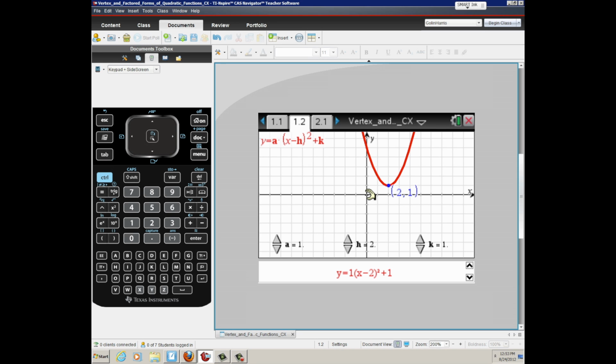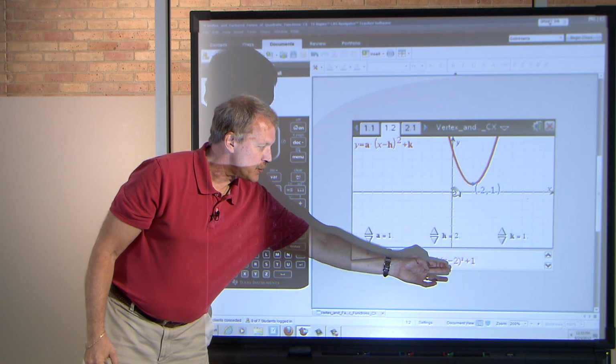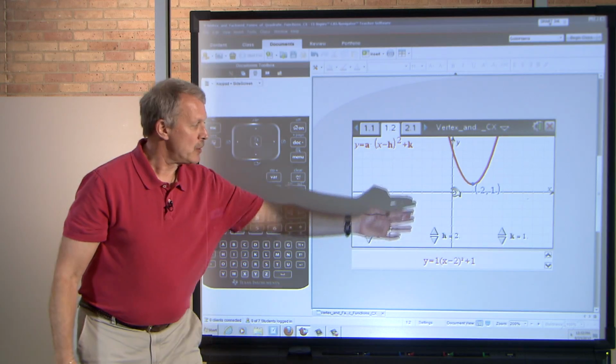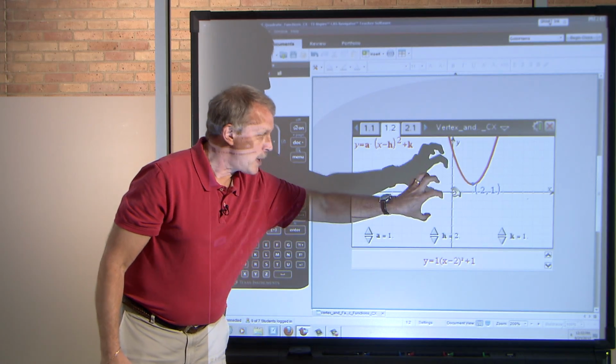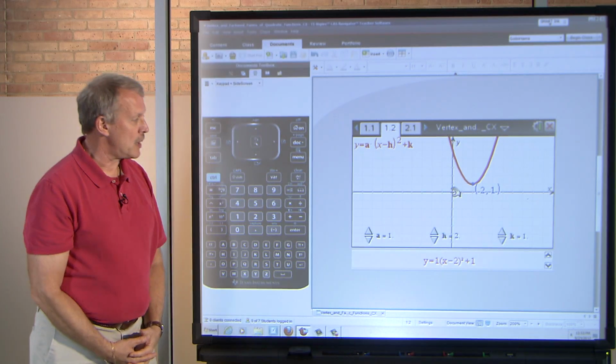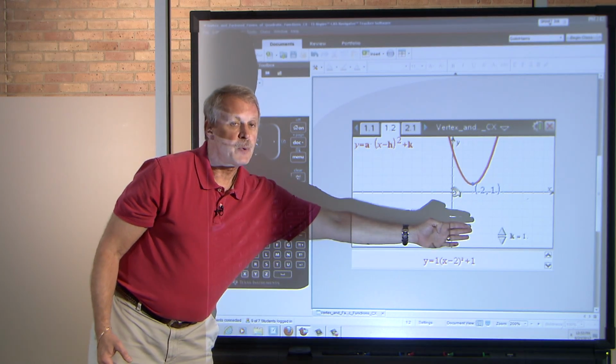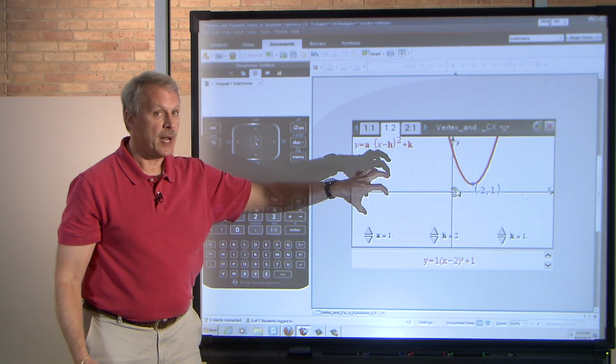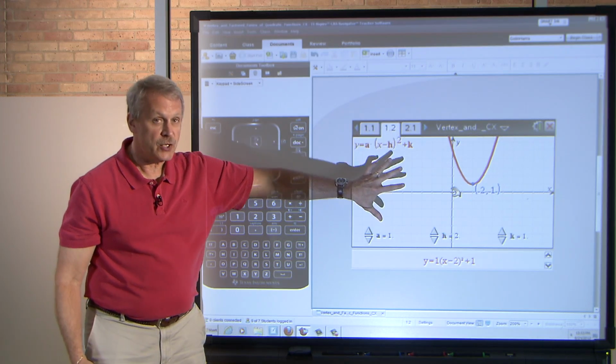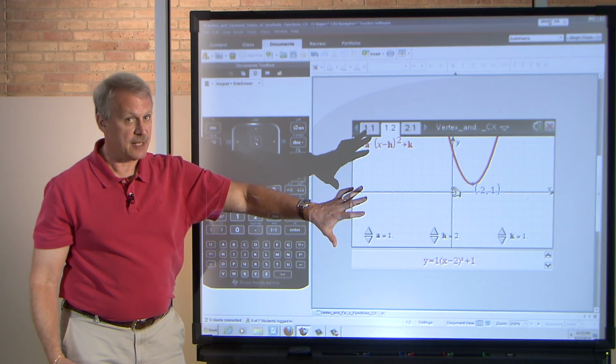And here is the graph of y equals (x minus 2) squared, plus 1. And you'll notice that the vertex is drawn out in blue to kind of make you pay attention to that a little bit better. And these are sliders right here that enable the student to change the values of those parameters and watch what happens to the equation and to the graph simultaneously.